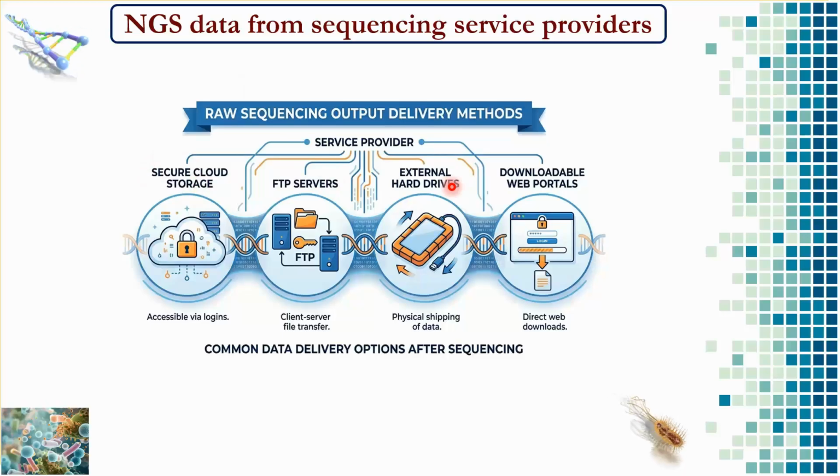hard drives, or downloadable web portals. The raw data are commonly delivered in FASTQ format, which contains nucleotide sequences together with their corresponding quality scores. Depending on the sequencing platform and service package, additional files such as BAM files, BCL files, metadata sheets, and quality control reports may also be included.